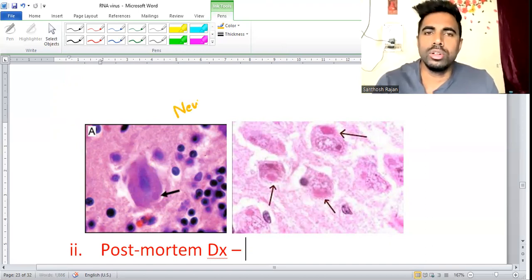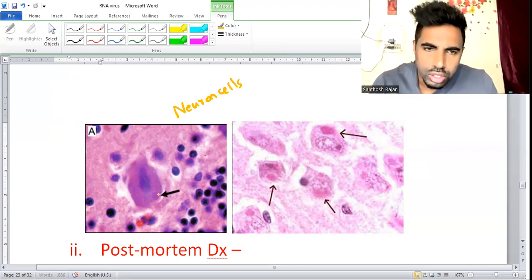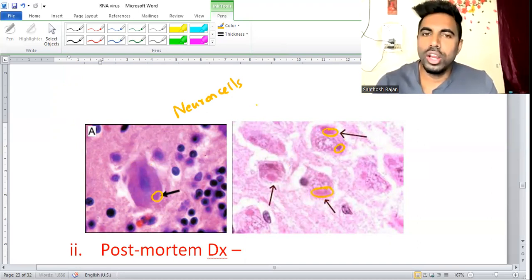These are neuron cells. Inside the neuron cells, Purkinje cells, whatever, you see these bodies here. The one you see here, and here inside the neuron, this one, and here this one. These things are called what? Your Negri bodies. I'm sure Negri bodies is in your brain.